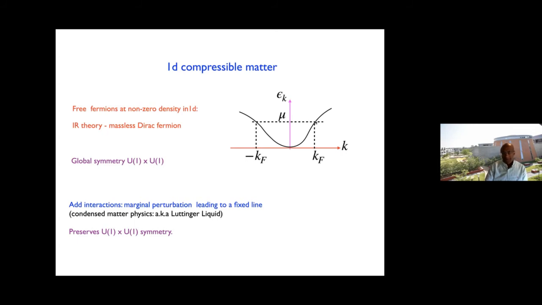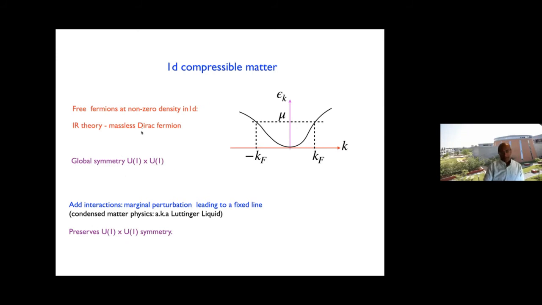Now, if you linearize the dispersion near the Fermi points, you'll find that the IR theory is simply that of a massless Dirac fermion, with Dirac-like dispersion in the vicinity of each of the Fermi points. So the global symmetry of the system is U(1) x U(1), because in this massless Dirac fermion theory there are right-moving fermions, whose number is conserved, and left-moving fermions, whose number is also conserved. These two conservation laws together give you two global U(1) symmetries.